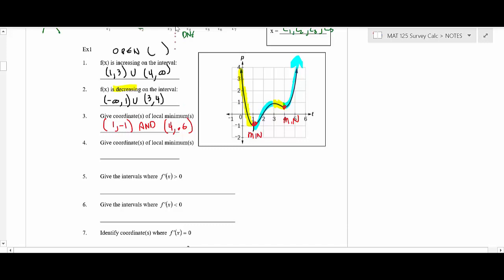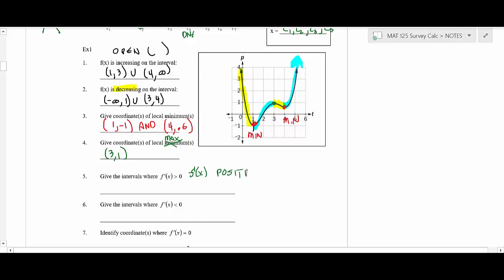All right, a local maximum would occur. I think this is supposed to be a maximum. How many local maximums do you see in the problem? Okay, yeah, there's only one. That would be the graph is going from increasing to decreasing. So that local max would be at the point (3, 1). Okay? All right. Now, this is saying where is the derivative a positive value?